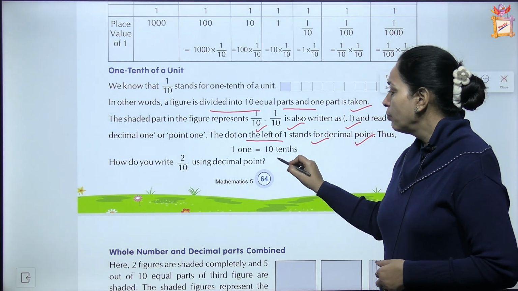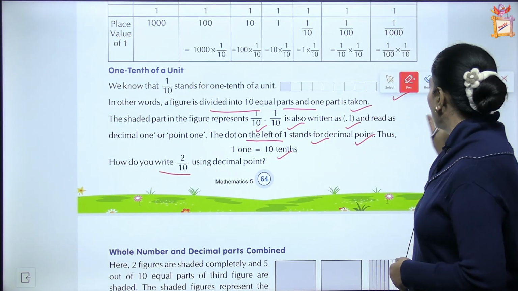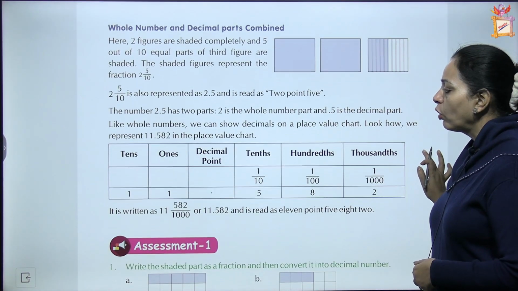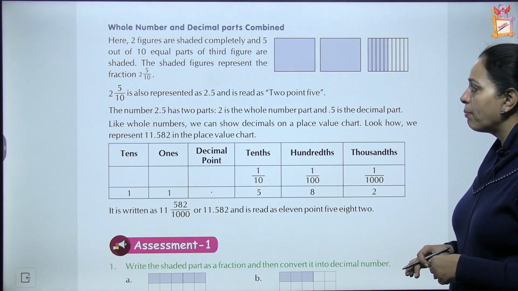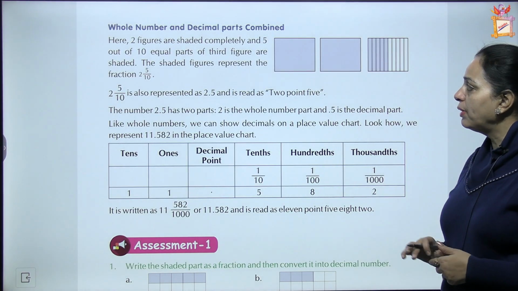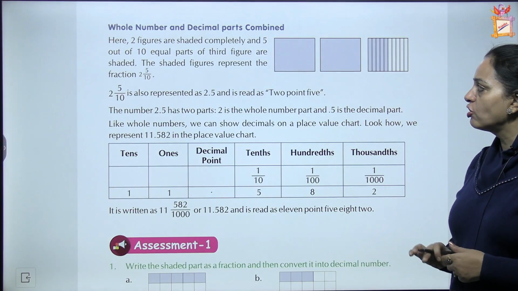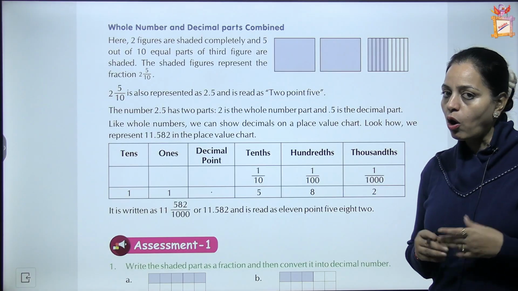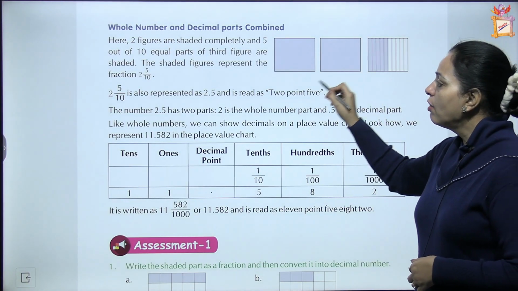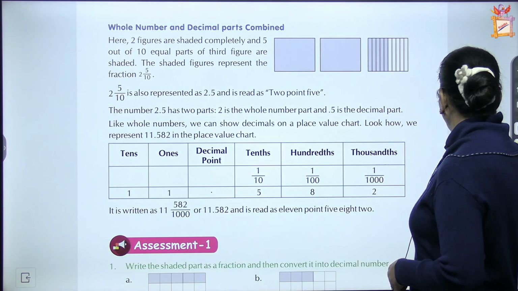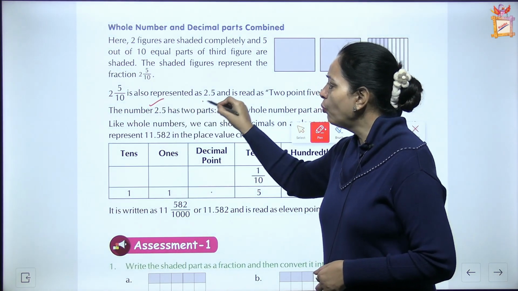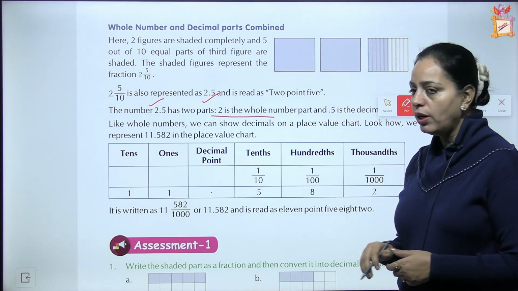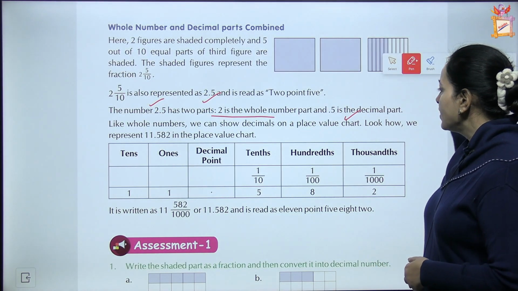Okay, so how do you write 2 by 10 using decimal point? This is 0.2, right? Now we are talking about whole number and decimal parts combined. Here 2 figures are shaded completely and 5 out of 10 are shaded in the third one. So now when we are combining all the parts, what are we getting? 2 whole, 5 by 10. So how can we read it? 2.5. Okay, so the number 2.5 has 2 parts. 2 is the whole number and 0.5 is the decimal part.